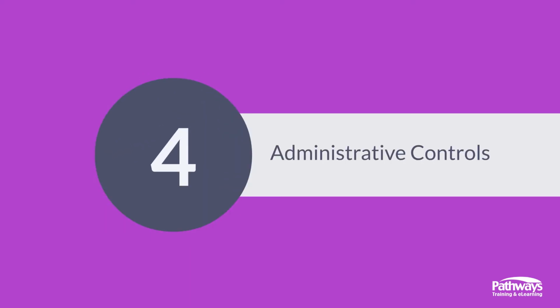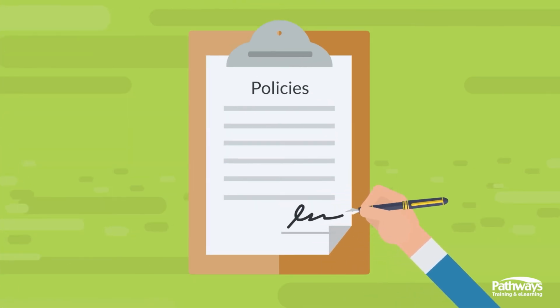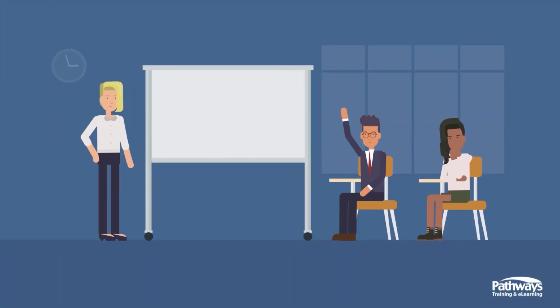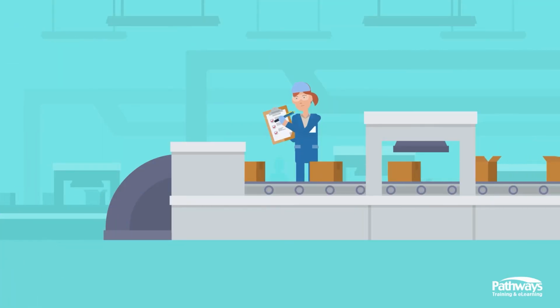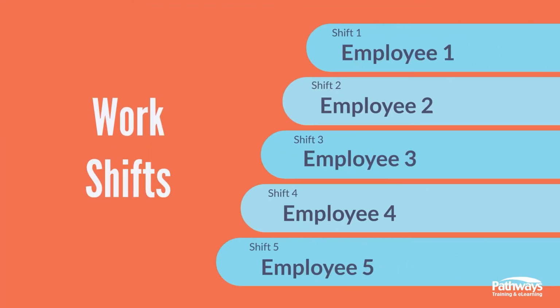Fourth, administrative controls. This relates to using policies, procedures, training, and signage to adjust the way your workers interact with each other. For example, in the food manufacturing sector, employees could limit the number of workers by staggering work schedules, and they could provide training on proper hand washing technique.